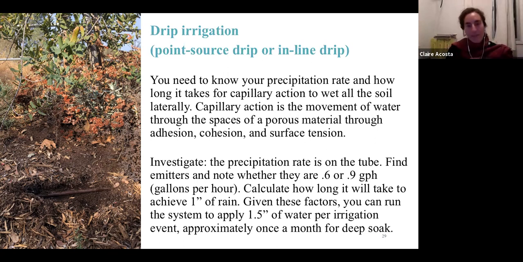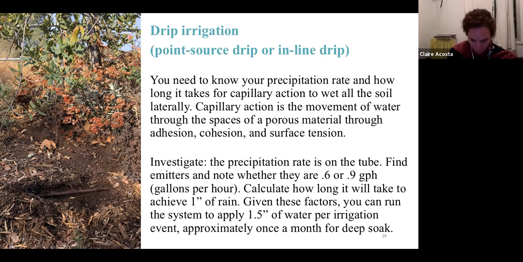And then the inline drip is a tubing that is manufactured with the holes or the emitters already inside the tube, placed at regularly spaced intervals along the tube. So that's just a tube that has a hole in it with water coming out, as opposed to a little spaghetti you can put where you want it to be. So anyway, just so you guys know the difference.